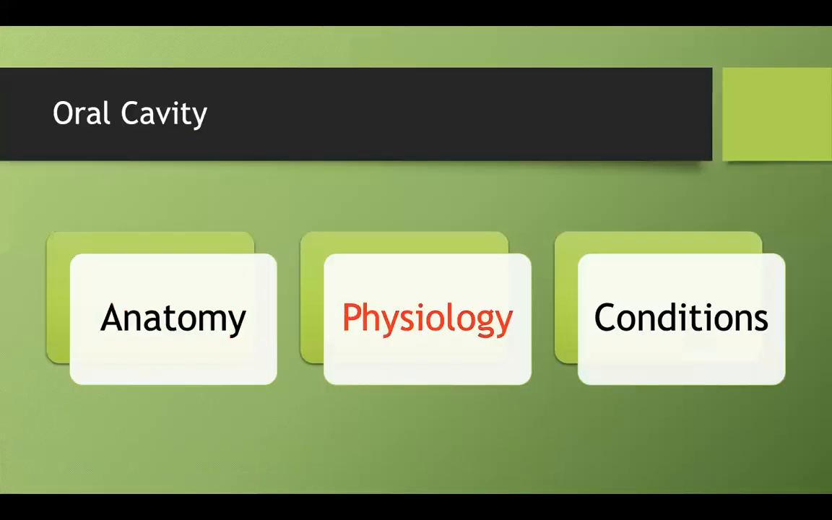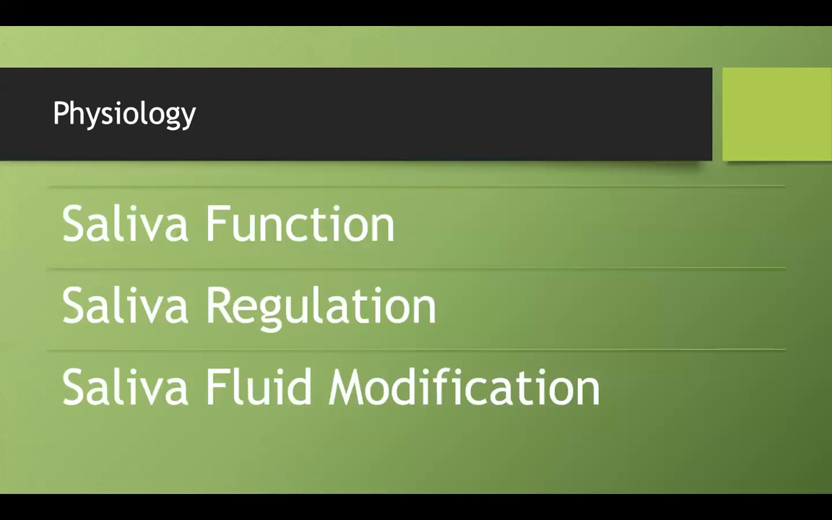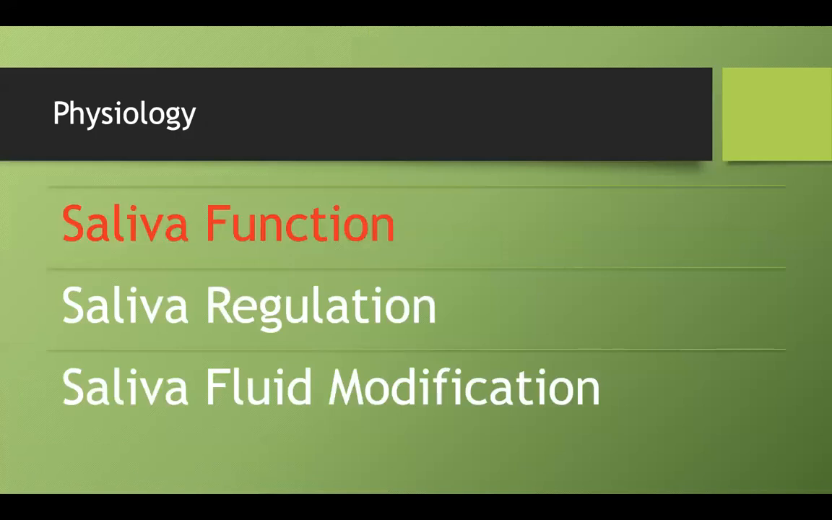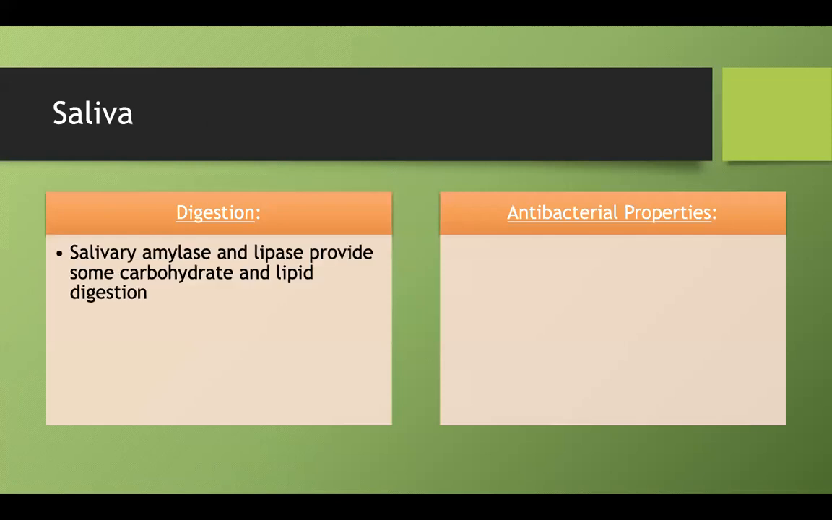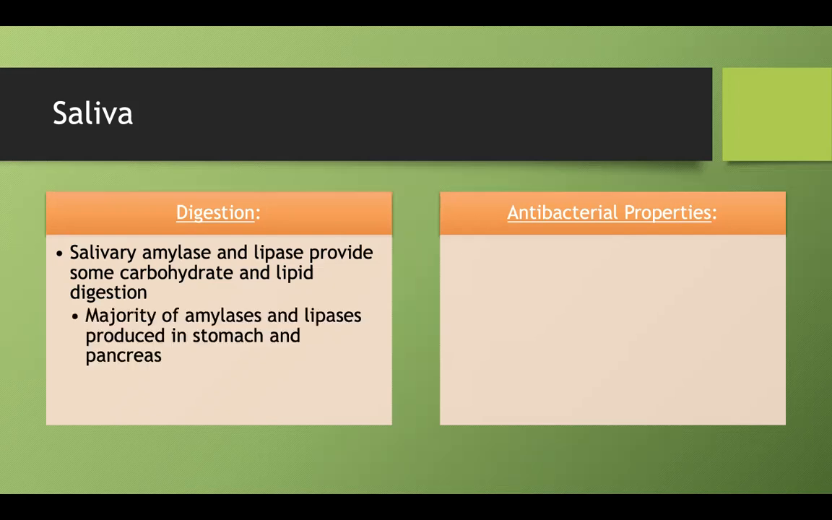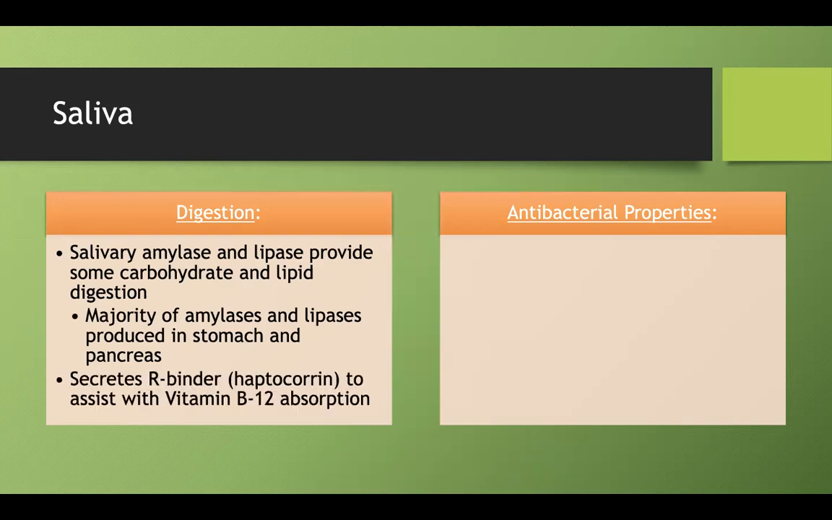That's it for anatomy. Physiology has a few different concepts I want you to be aware of. First off, what does saliva actually do for us? Saliva has some benefit in digestion. We have salivary amylases and a few salivary lipases that can start the process of digestion, but I want to make a point that most of our digestion occurs in our stomach, and most of our enzymes, especially the lipases, are produced by the pancreas. Another thing we don't think about too often with B12 specifically is that our saliva has something called R binder, or haptocorrin.